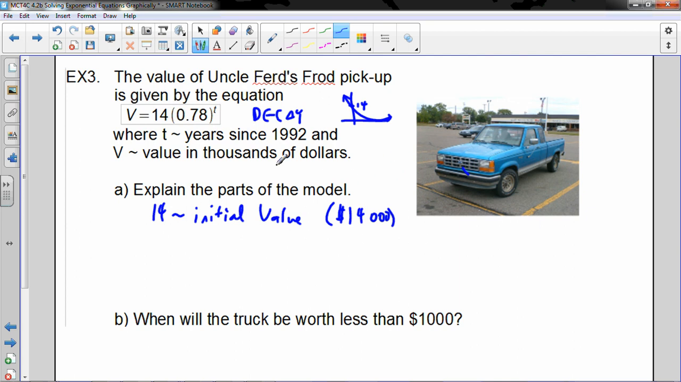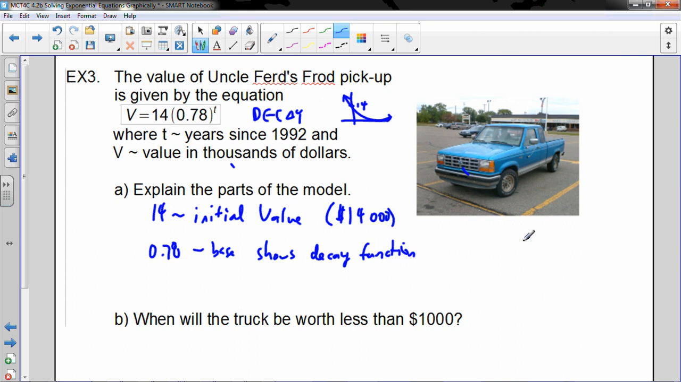And then what does the base mean? The 0.78 is the base. It means that it's a decay function, but by how much? It's not like it's decaying by 78% every year. Remember, if it stayed equal, so if it was always worth $14,000 over time, this base would be 100%. It retains 100% of its value.